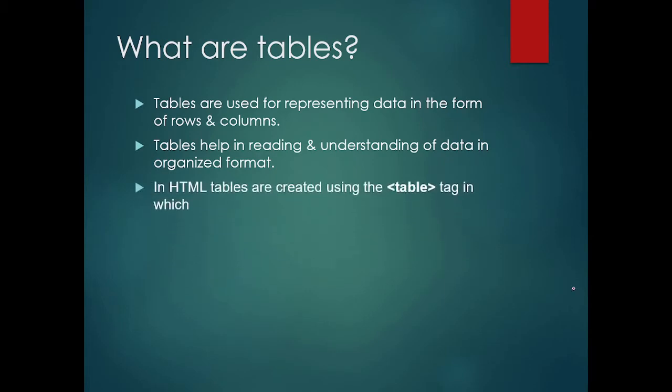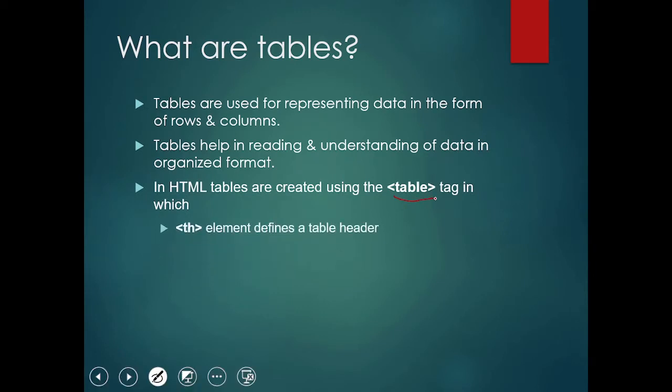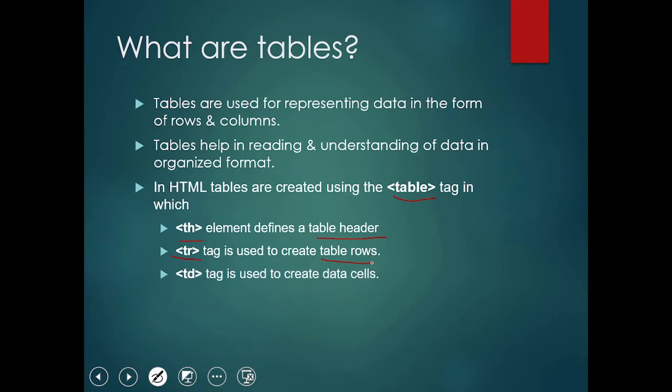In HTML, tables are created using the table tag, in which the th element defines a table header. Th stands for table header. The tr tag is used to create table rows. The td tag is used to create data cells, that means the columns in the table.